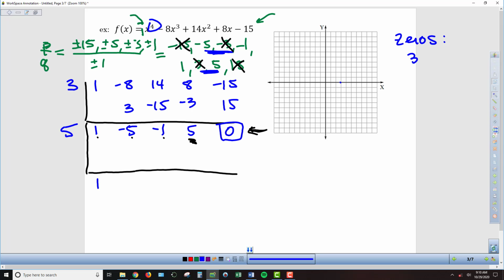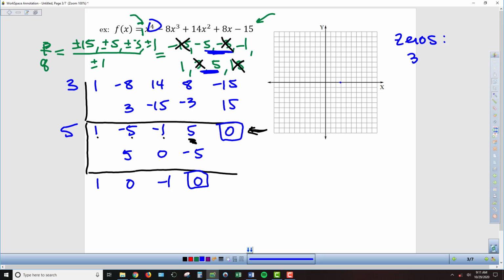So I bring down the 1, multiply on the diagonal, so I get 5, add in the vertical direction, I get 0, 5 times 0 is 0, negative 1 plus 0 is negative 1, 5 times negative 1 is negative 5, and then I get 0 as a remainder. So we lucked out both times, and we had an option that worked again. If we test something and we don't get a 0, then we just have to go back and try a new number, but we can eliminate that number that we did try from the list.